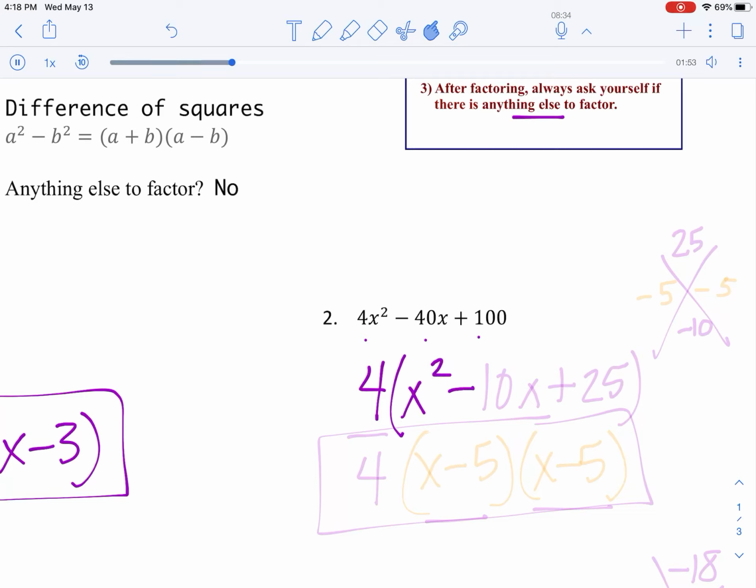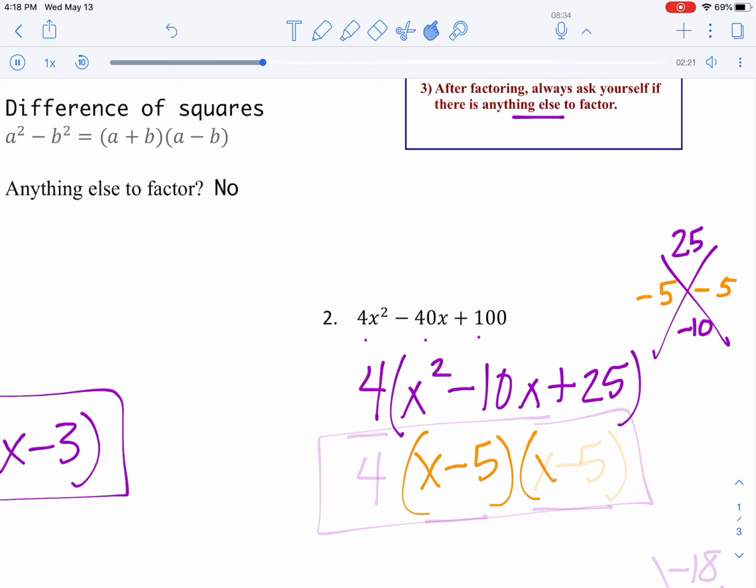So x squared, 40 divided by 4 is 10. 100 divided by 4 is 25. If you don't recognize that pattern right away, it's okay. We can also think about what multiplies to 25 and adds to negative 10. And if you think about all your factors of 25, 1 and 25, or 5 and 5, it's going to be a negative 5 and a negative 5. So that's going to turn into x minus 5 and another x minus 5. And don't forget our 4 from up here. So this is completely factored.